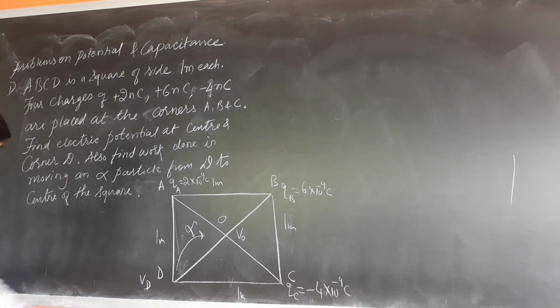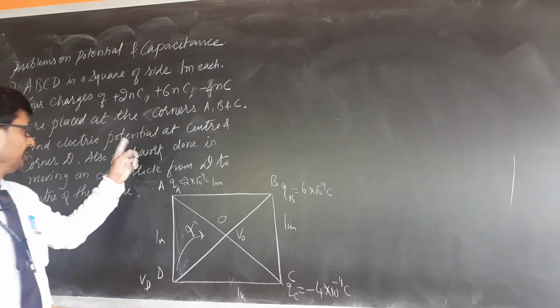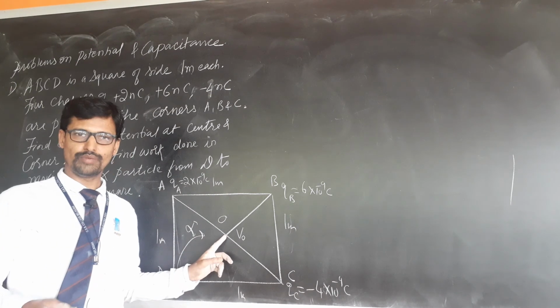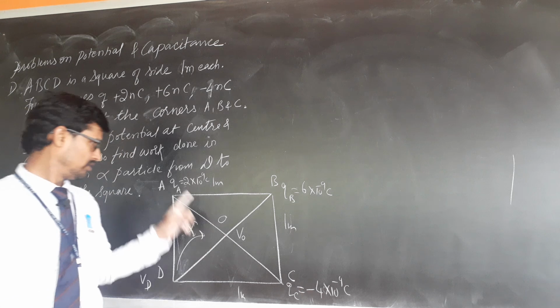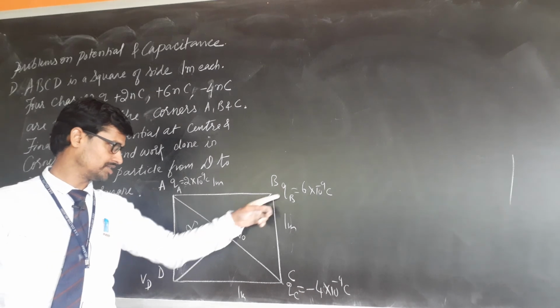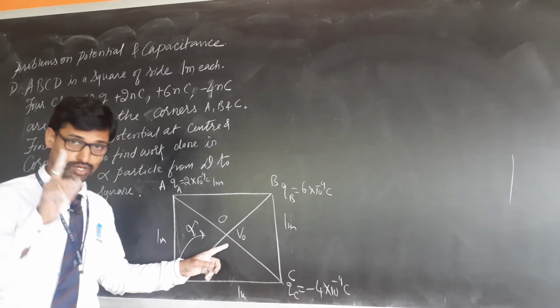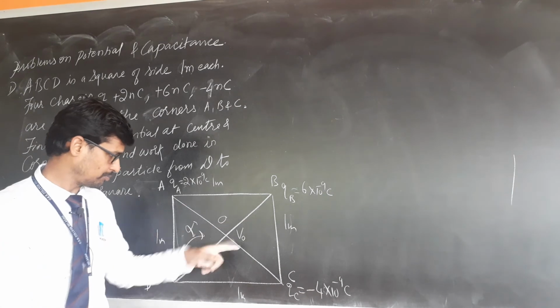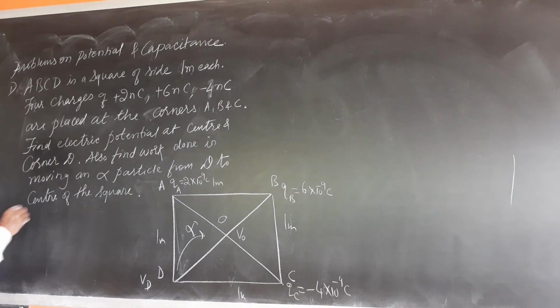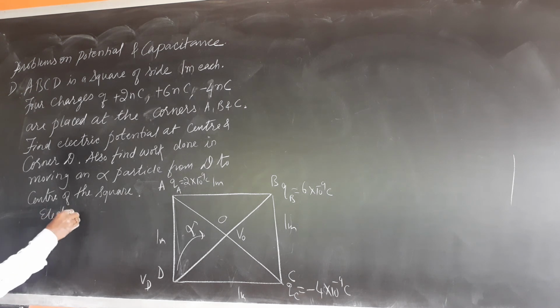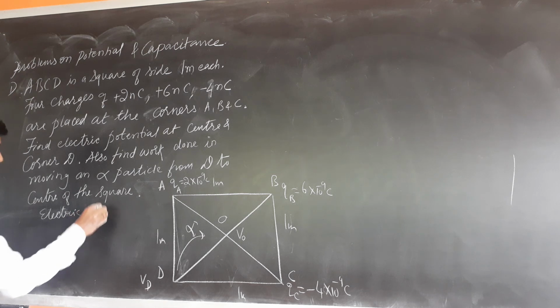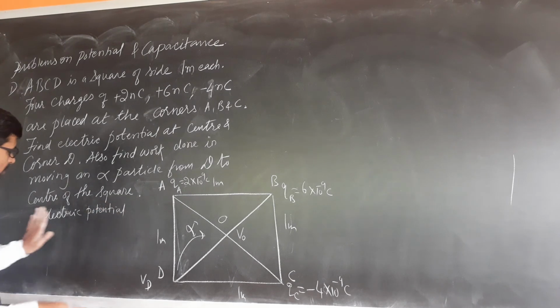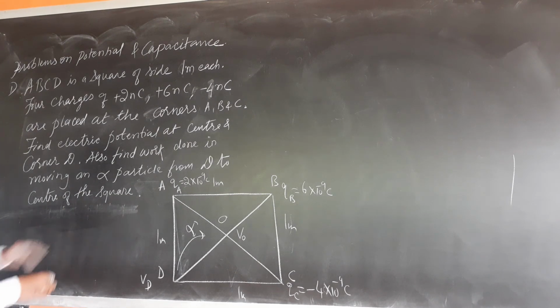Let us see the potential at the center. How many potentials will be contributed here? This charge will give some potential, this charge will also give, and this will also give. Please concentrate. The alpha particle is moved, so don't calculate its potential. Only these three potentials you calculate. Before that, some geometry we have to work on.